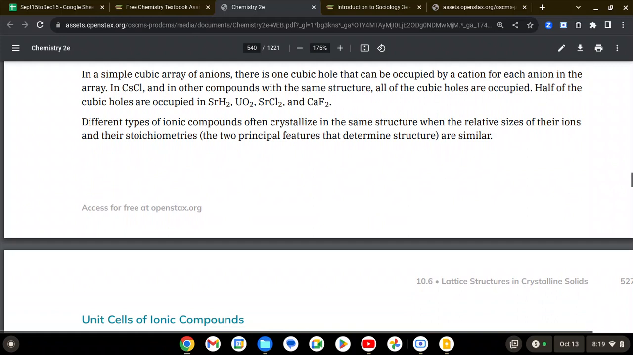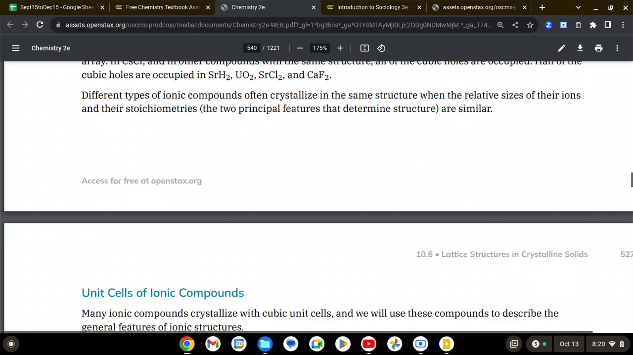In a simple cubic array of anions, there is one cubic hole that can be occupied by a cation for each anion in the array. In cesium chloride and in other compounds with the same structure, all of the cubic holes are occupied. Half of the cubic holes are occupied in strontium hydride, uranium(IV) oxide, strontium chloride, and calcium fluoride. Different types of ionic compounds often crystallize in the same structure when the relative sizes of their ions and their stoichiometries, the two principal features that determine structure, are similar.